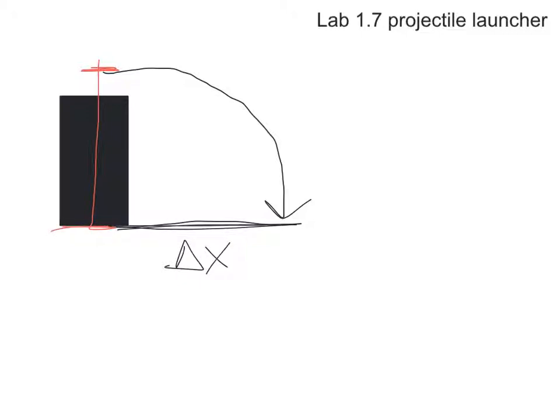So for this example, my height relative to the ground, which is right where the projectile comes out of the launcher, was 1.22 meters. And then the displacement that it underwent was 2.49 meters. Those are the only two things that I really need to measure in order to start everything.